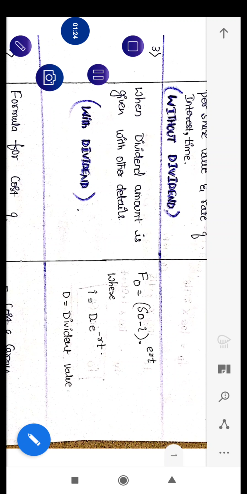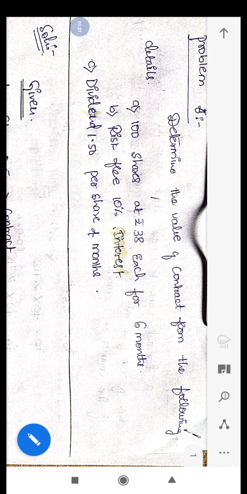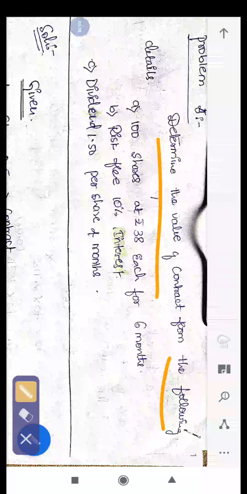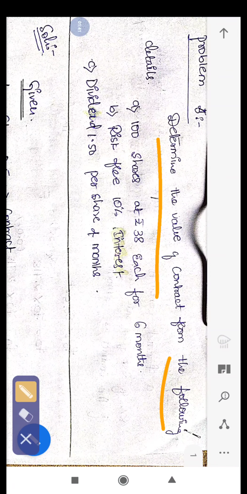So let's move to the next problem. We have one question here, so let's read that first. Determine the value of the contract from the following details. From this we have to determine the cost of carry or the value of the contract. There are 100 shares, and rupees 38 for one share. The value of one share is 38 each, for 6 months.